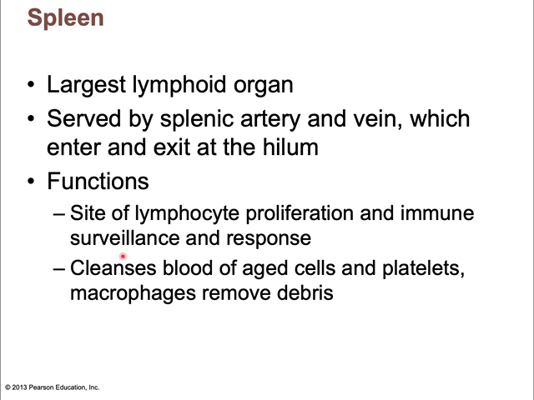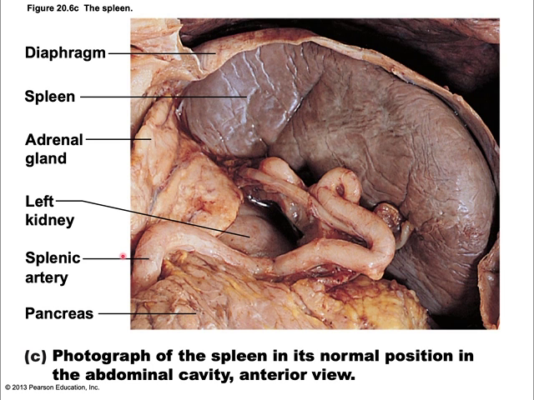It's served by the splenic artery and vein. Remember that the spleen is on the left side of your abdominal pelvic cavity under your diaphragm at the end of the tail of the pancreas. This is also an area where lymphocyte proliferation and immune surveillance can occur. But again, what's going on in this immune surveillance is we're actually checking out the blood as opposed to the lymph. So it cleans the blood of aged cells and platelets, and the macrophages remove debris, and of course we pick off pathogens as well. And there's your spleen.